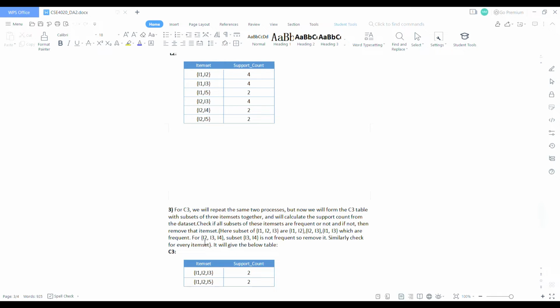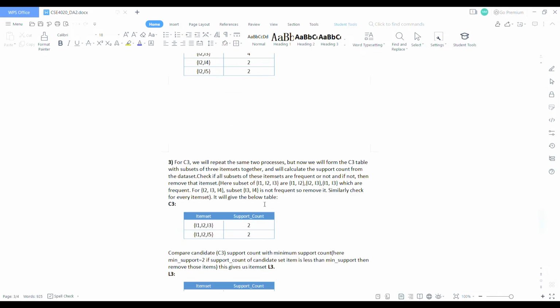But if we take the example of I2, I3, I4, the subsets will be I2, I3, which is present in the L2 table, I2, I4, which is also present in the L2 table, but I3, I4 is not present in the L2 table. Therefore, it is not frequent and we need to remove that. So we do that for each of the subsets, and we can see that in the C3 table, the only item sets which satisfy the condition are I1, I2, I3, and I1, I2, I5.